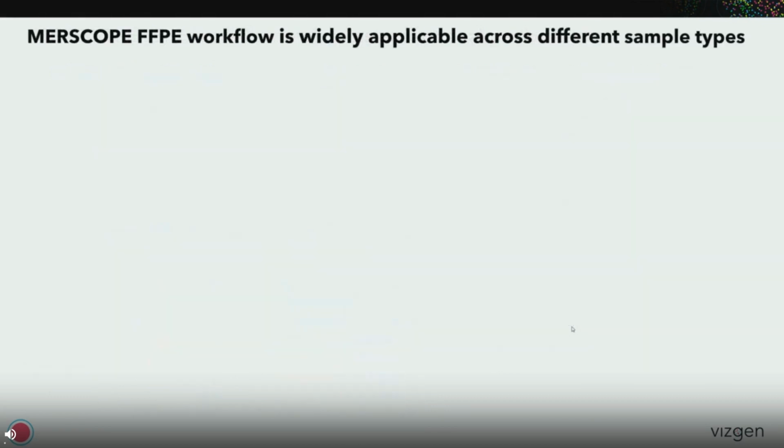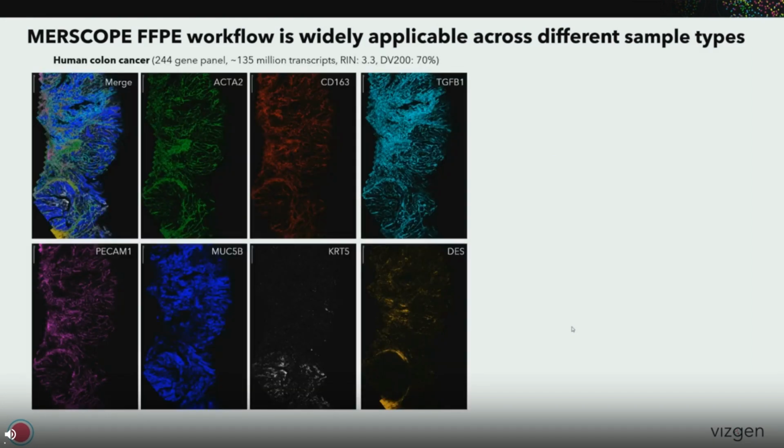So having established the performance in our benchmarking sample, mouse brain, next we wondered if the MERSCOPE FFPE workflow can be used in other tissue types other than mouse brain. And since most FFPE samples are coming from human samples, we next tested FFPE human colon cancer with a panel of 244 genes. And in this single slice, we were able to detect 135 million copies.